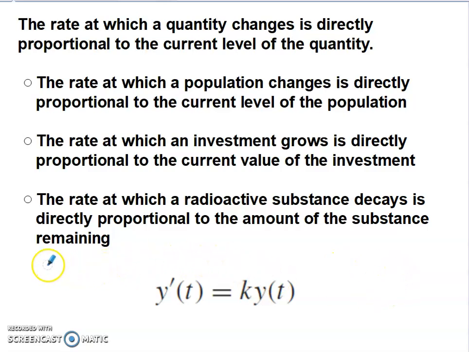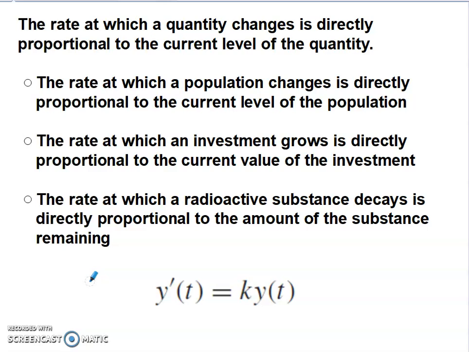This last one here is going to be involving decay. This differential equation models both growth and decay. We'll talk about why after we read this. The rate at which a radioactive substance decays is directly proportional to the current amount of the substance. So you have 100 grams of a radioactive substance. It has just started to decay. If the half-life of that substance is 1 year, it's going to lose 50 grams over that first year.